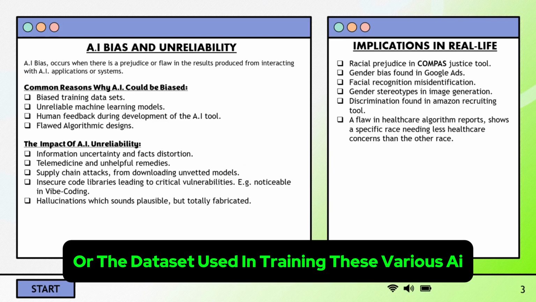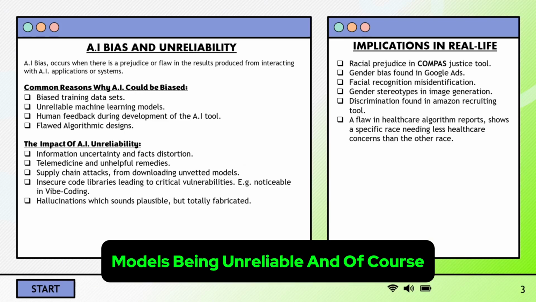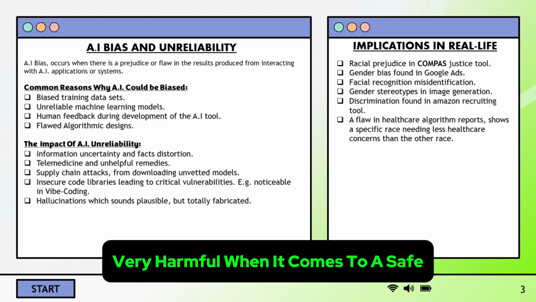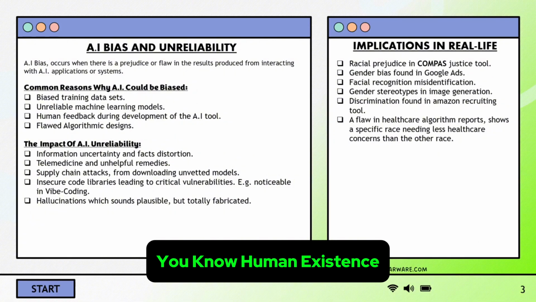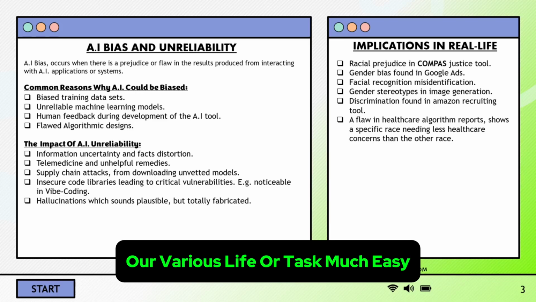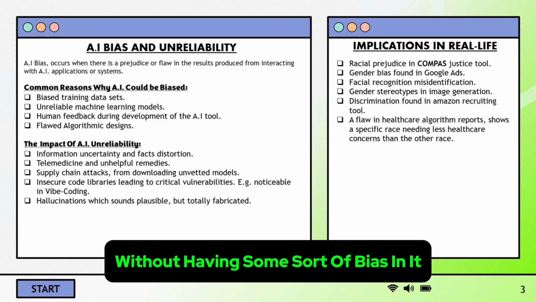Or the data set used in training these various AI models being unreliable, and of course, very, very harmful when it comes to safe human existence, while using the AI tool as a way of making our various life tasks much easier without having some sort of bias in it.